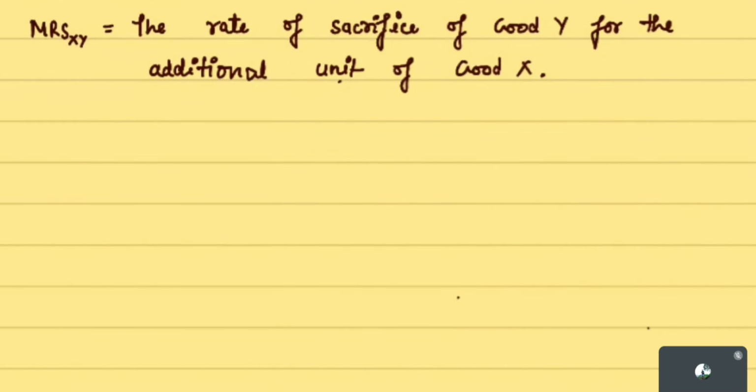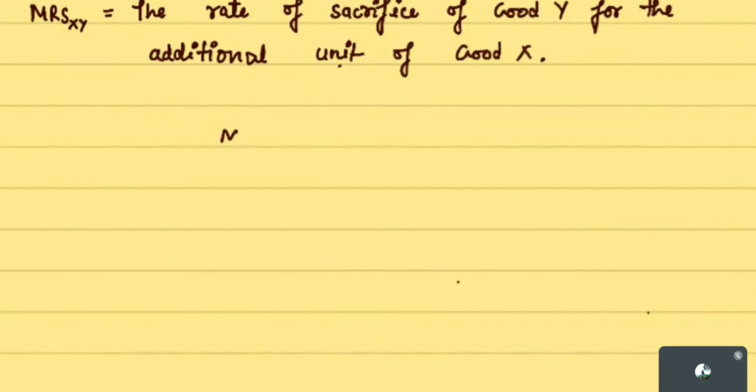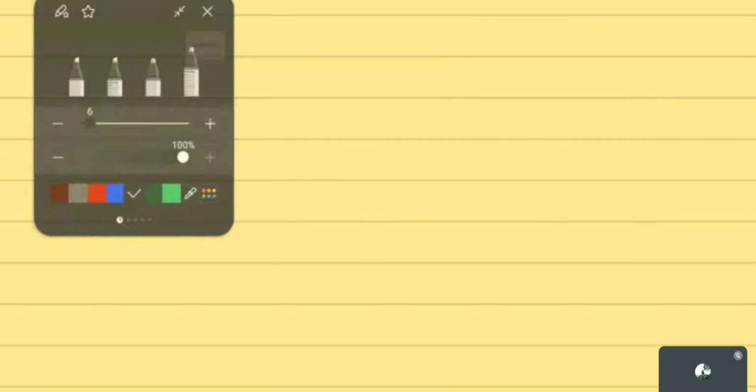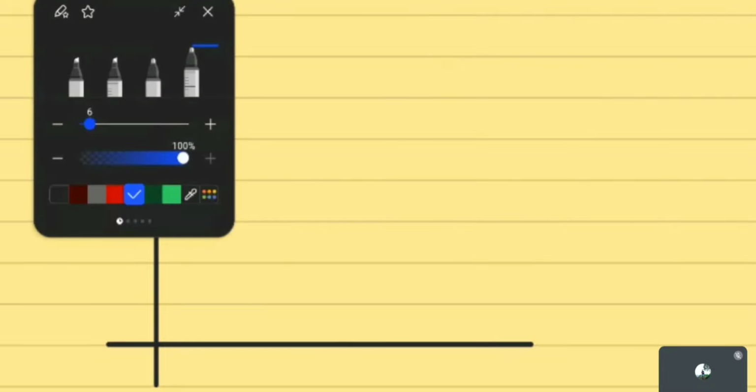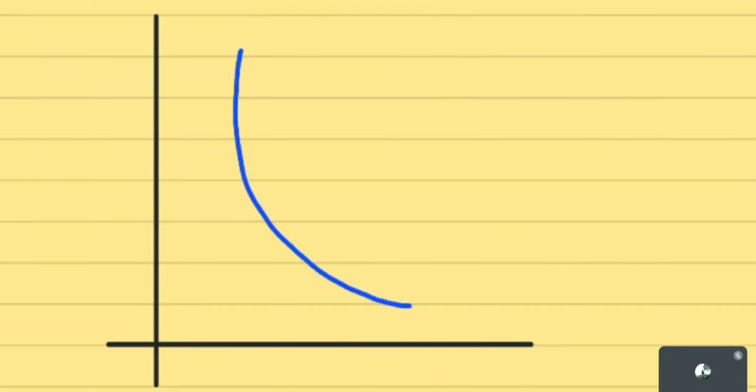Okay, so MRS XY represents the slope of the IC, that is the indifference curve. The indifference curve is a graphical representation of different combinations of good X and Y which will give you the same or similar satisfaction. Graphically we can show it like this. This is our indifference curve.